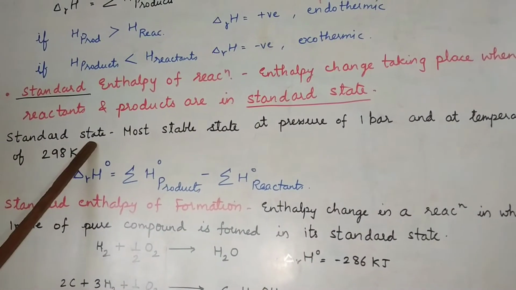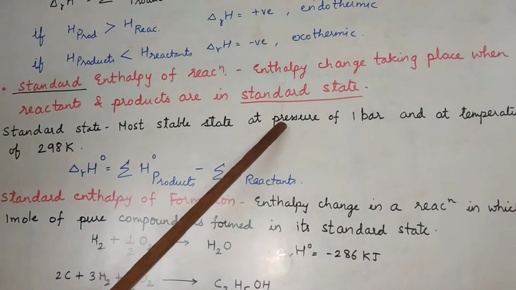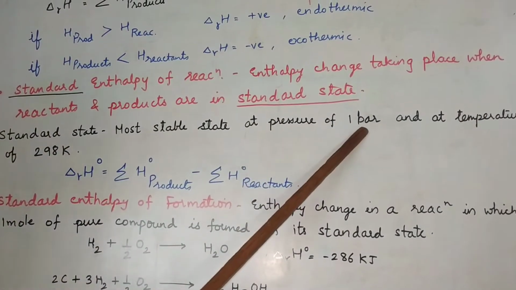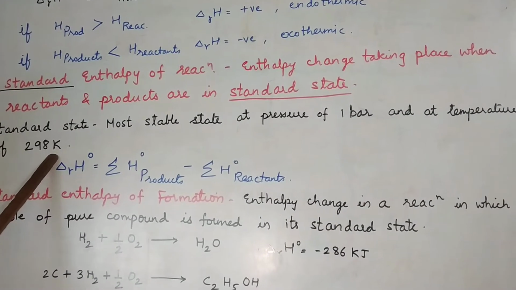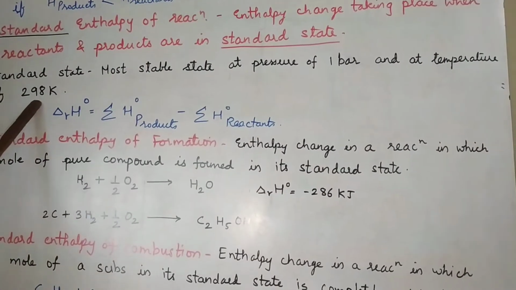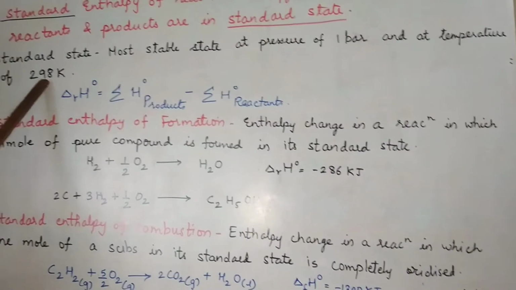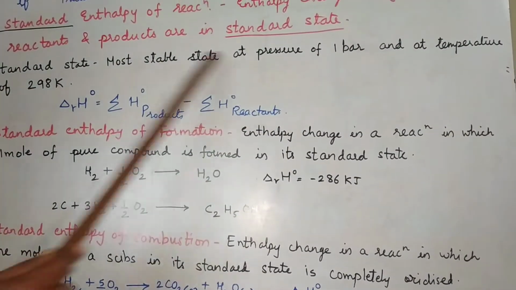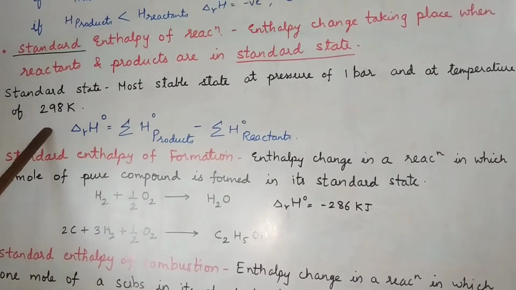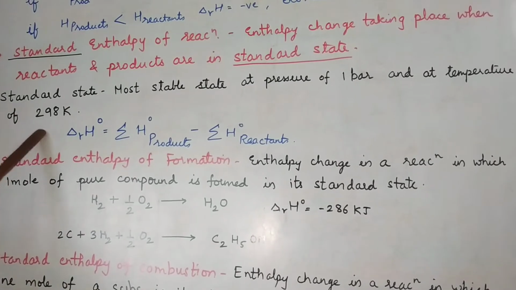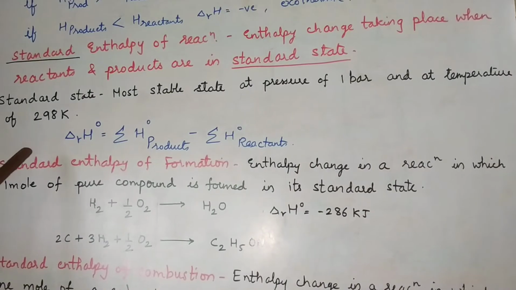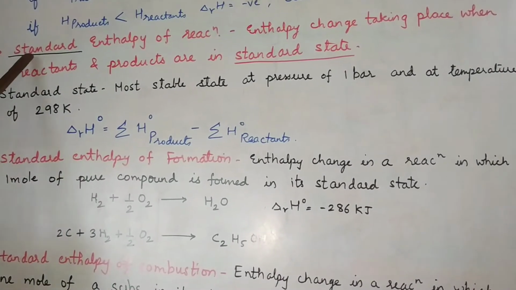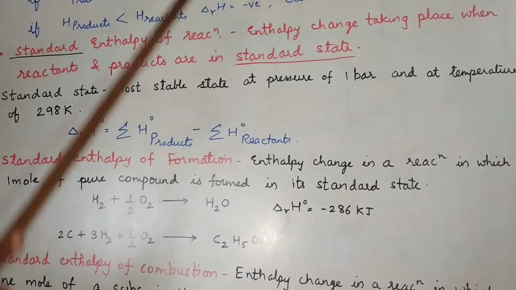So what is that standard state? The standard state is a pressure of 1 bar and a temperature of 298 Kelvin. When we carry out a reaction while these pressure and temperature conditions are maintained, and in that situation the enthalpy change is studied, that enthalpy change is called the standard enthalpy of the reaction.